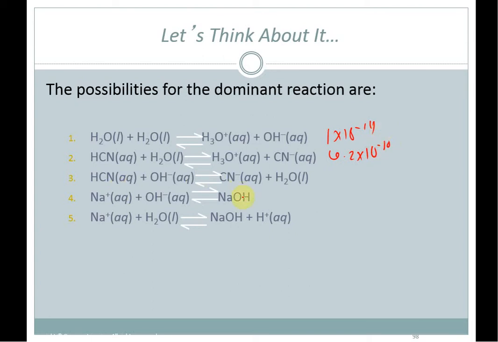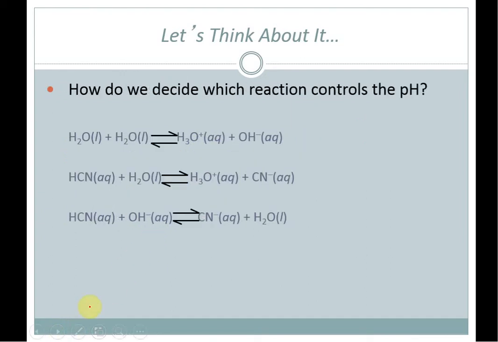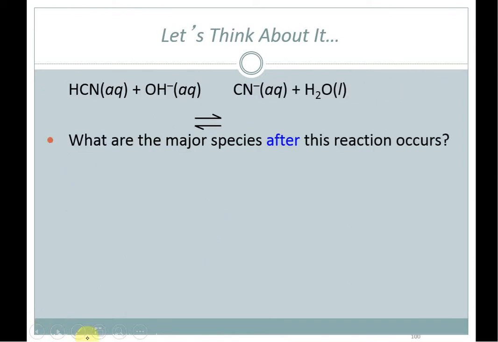Which means we can really look at which of these are going to be dominant. We know this has got the smallest K value, so it really shouldn't be the one that contributes the most. This one has got a stronger K value, but it's still relatively weak. And so we really need to consider how the acid and the base are going to react to give us something that's left over.